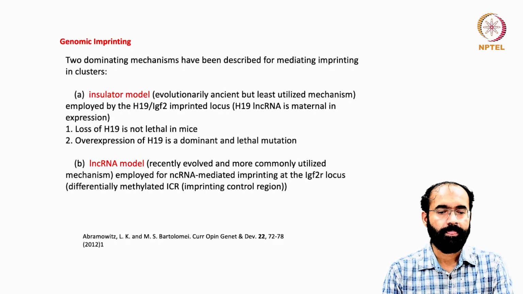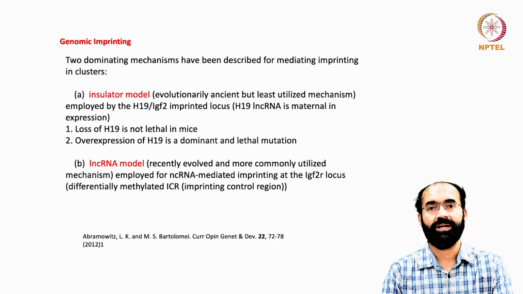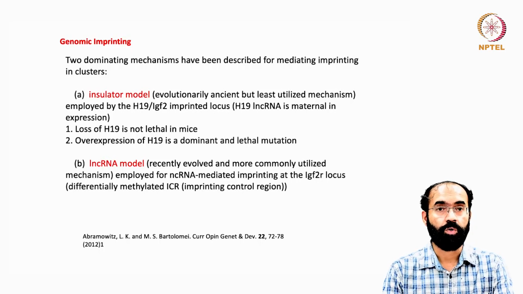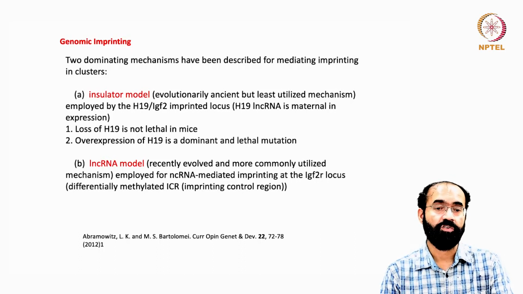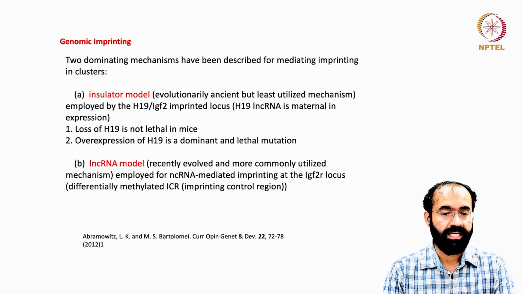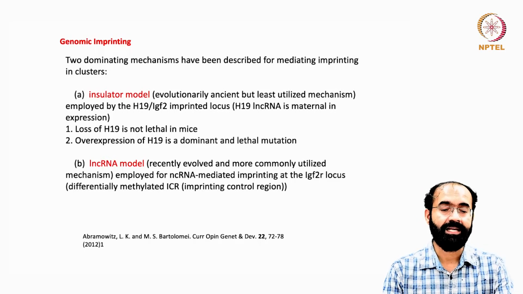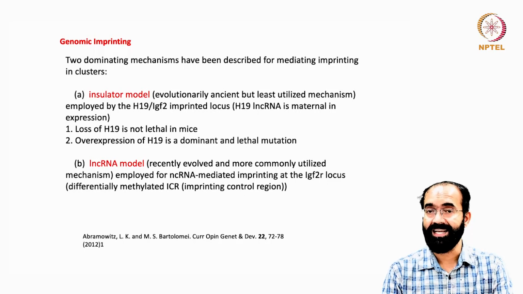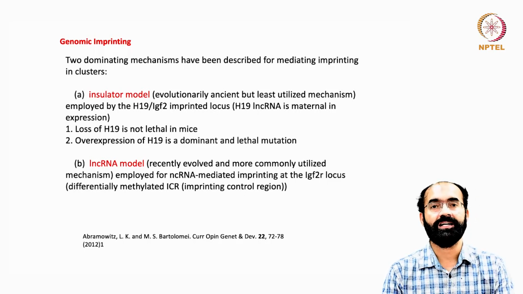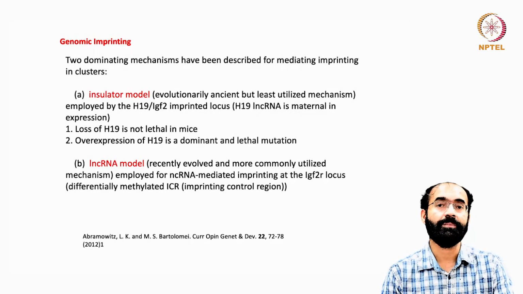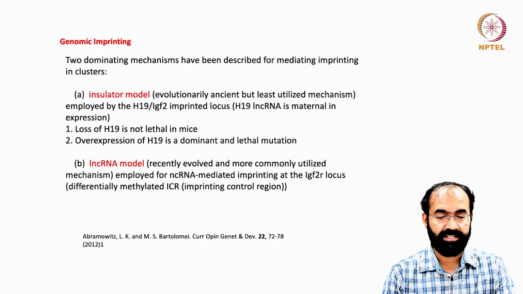So for genomic imprinting, 2 dominating mechanisms have been described for mediating the imprinting clusters. Like we already said, the imprinting control region plays a major role in governing the status of imprinting. So one model is the insulator model, an evolutionarily ancient but least utilized mechanism, employed mainly by one famous pair of genes, H19 and IGF2. IGF2 is the gene, H19 is a non-coding RNA, and this imprinted locus is studied a lot, and a lot of people have used this as a tool for understanding the importance of this imprinted locus.